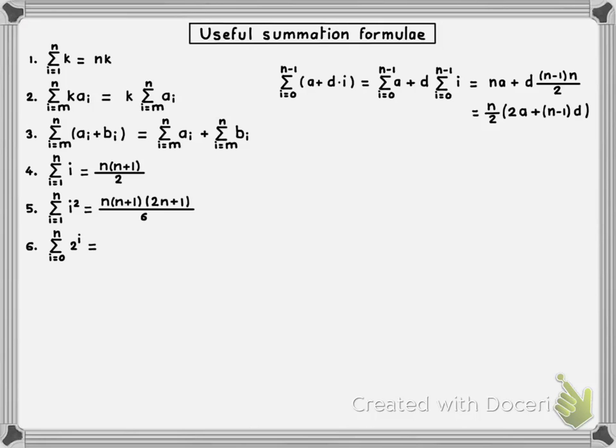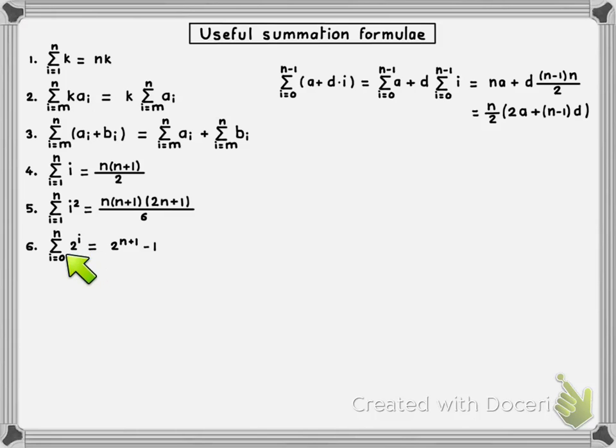How about this one, which is pretty useful? The sum for i equals 0 to n of 2 power i. So here we have the powers of 2, right? 2 power 0 plus 2 power 1 all the way up to 2 power n. Well, it turns out the answer is this. Now let me show you. You don't have to memorize this. You can actually figure it out.